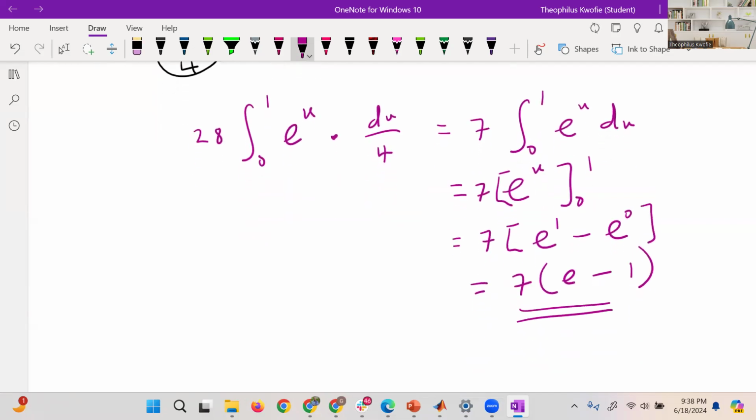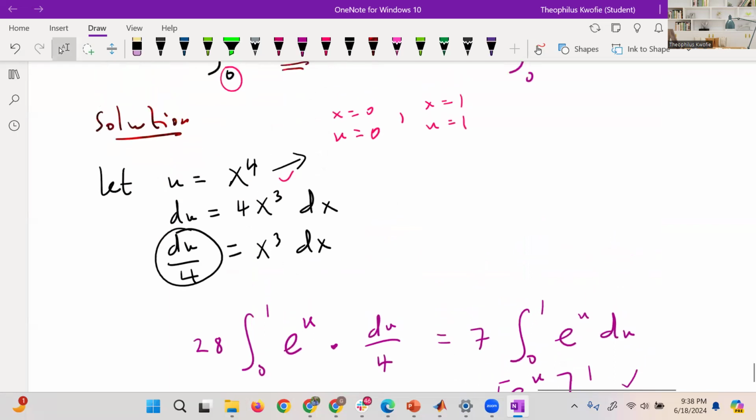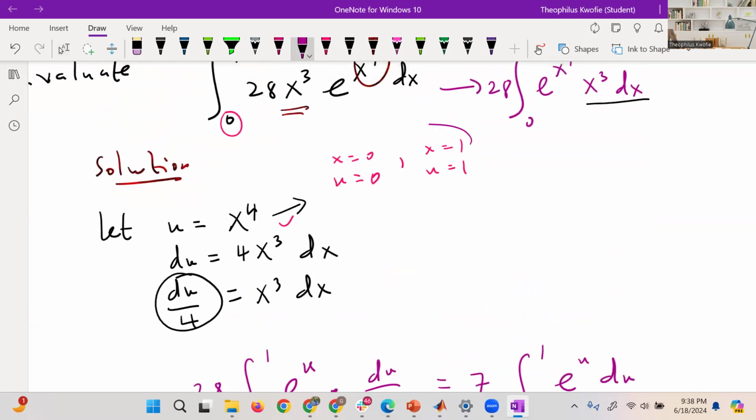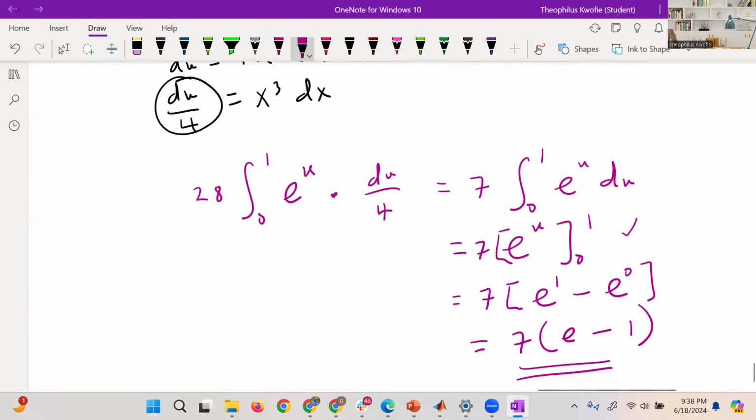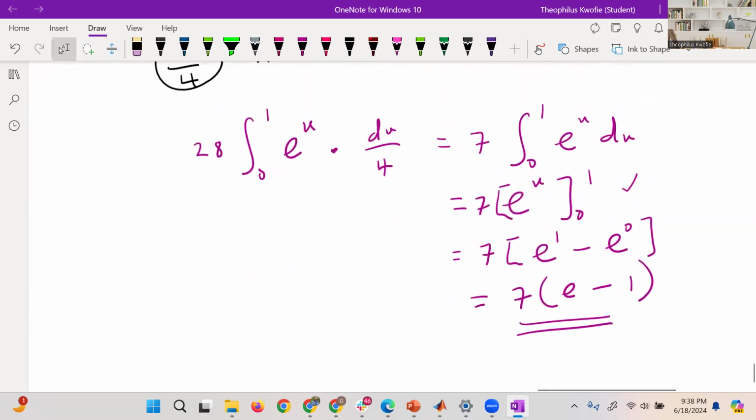Is that okay? So over here, remember, we didn't do a reverse substitution because we have already taken into account the limit of x over here. And that is why we didn't take into account the reverse substitution.